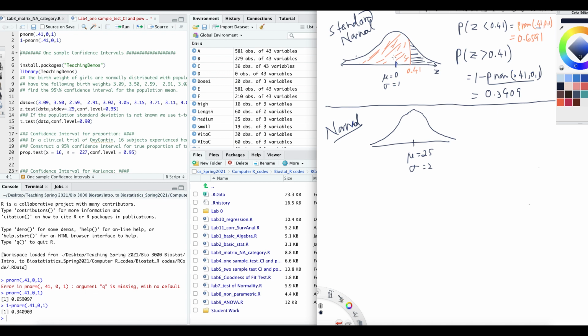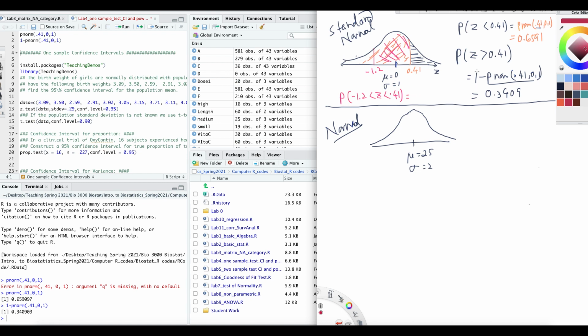By the way, how do you find the area between two values? For example, let's say you are asked to find the area between g equals negative 1.2 and 0.41. So how do you find that? The probability that negative 1.2 is less than g is less than 0.41. How do we do that?